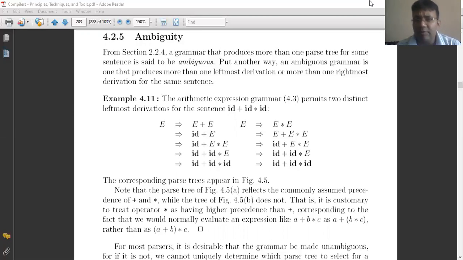So in this example 4.11, the arithmetic expression grammar permits two distinct leftmost derivations for the sentence id plus id star id. Very first we start with capital E, E plus E, put id over here, and then this reduction happens, capital E, and we replace this capital E with E star E, and finally we have this id replacement, and at the end this id replacement. So this is one way.